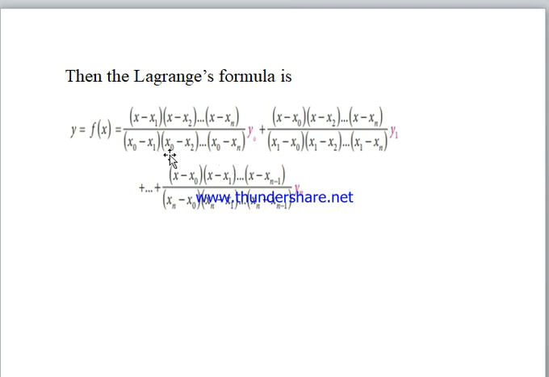We have to remember only one important point. The initial value of x is x0, so in the numerator there is no x0 term, and in the denominator we are subtracting from x0. In the second term, the second term in the x series is x1, so here x minus x1 is missing in the numerator, and in the denominator we are subtracting from x1. You have to remember it like that, and it is easy to write the formula. So this is the Lagrange's interpolation formula.